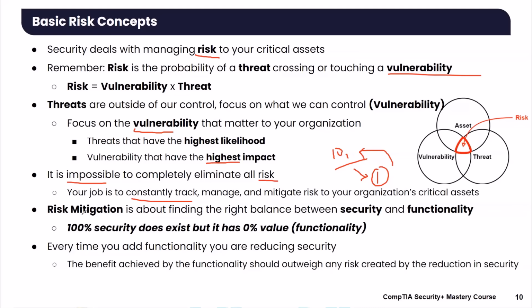So risk mitigation is really all about balancing security with functionality. Remember, if something is super secure, that means it is useless. So our job is to manage the risk to the organization, and the way we do that is by balancing between functionality and security.